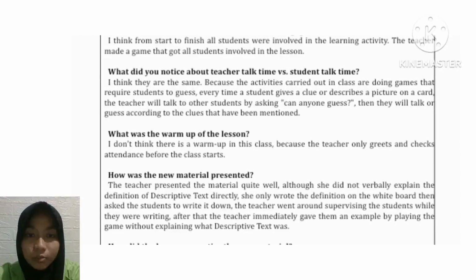What was the warm-up of the lesson? I don't think there is a warm-up in the class because the teacher only greets and checks attendance before the class starts. How was the new material presented?